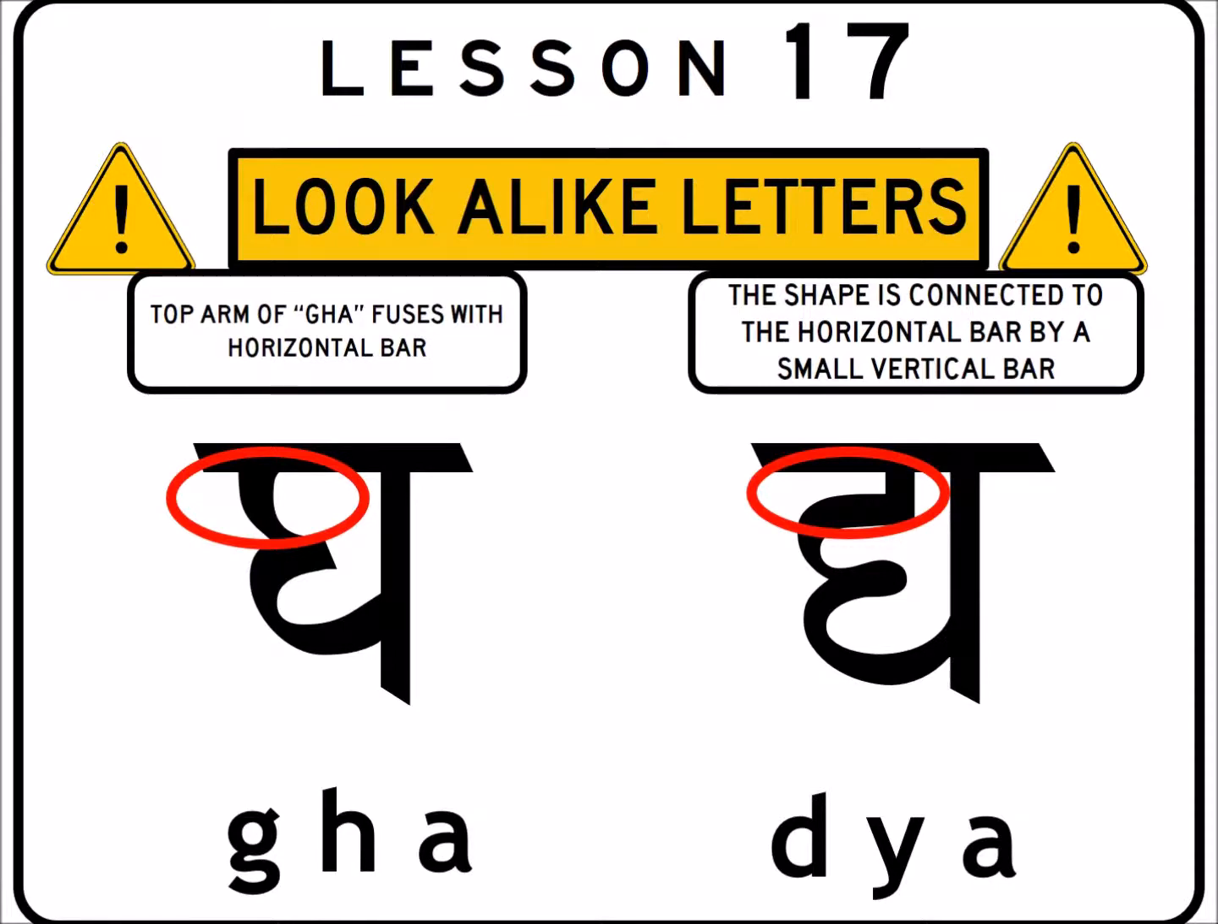But be very careful not to confuse this with the letter ga. Notice that the ga, the top part of the shape of ga is fused to the horizontal crossbar, whereas with dya, it's hanging with a small vertical bar to the shape of dya to get its unique figure. So ga has the top fused to the horizontal crossbar, whereas dya has a small vertical line that connects to the shape of dya.